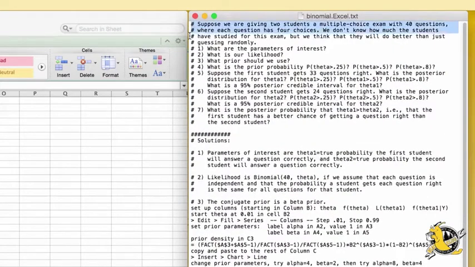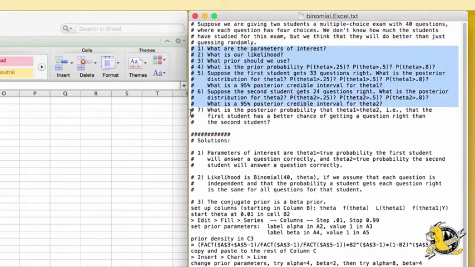Up at the top of this file, I've posed a scenario and some questions. Suppose we're giving two students a multiple choice exam with 40 questions, where each question has 4 choices. We don't know how much the students have studied for this exam, but we think that they will do better than just guessing randomly.